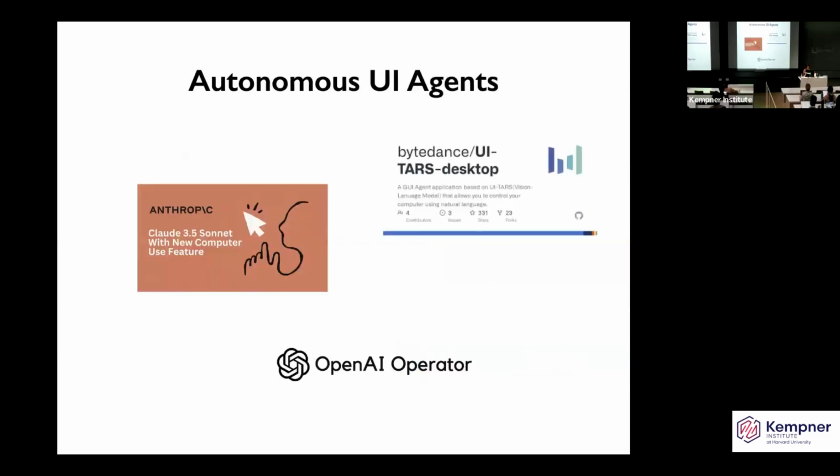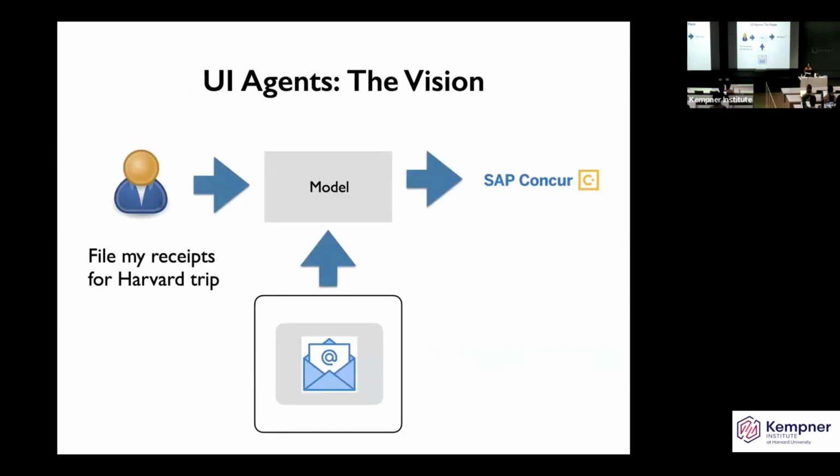Okay. Fast forward to today, and our problems are quite different. Obviously there are a lot of other privacy problems in language models and AI agents, but I will talk about a specific problem we've been looking at. If you recall, we are talking about autonomous UI agents. So what is an autonomous UI agent? Here is the vision. Let's say I go back home and I have to do my reimbursements. I can just tell my AI agent to please file my reimbursements for the Harvard trip.